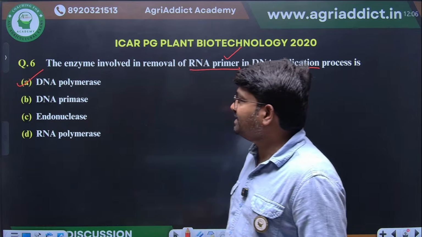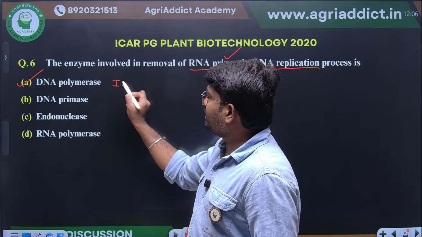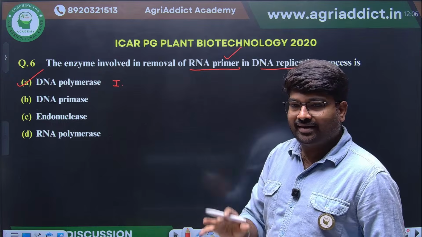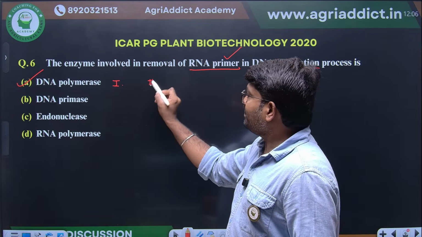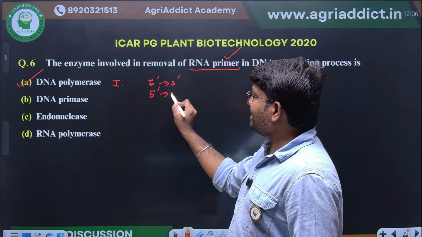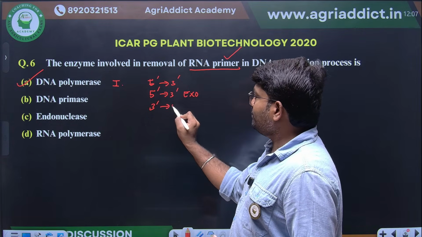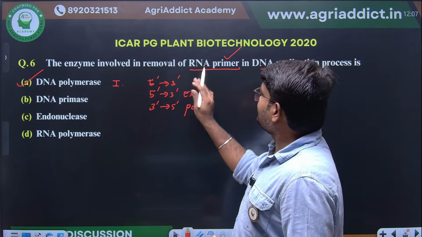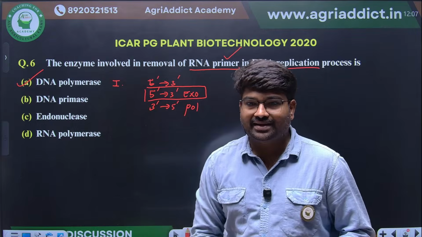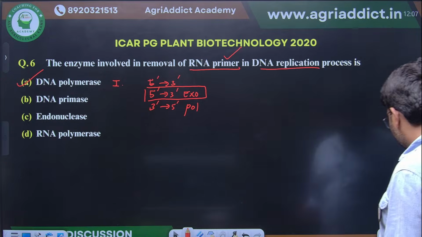We have already seen DNA polymerase 1. If you see DNA polymerase 1, it will have three different activities: 5' to 3' polymerase activity, 5' to 3' exonuclease activity, then 3' to 5' exonuclease activity. So the primers will be removed by the 5' to 3' exonuclease activity. So the right option is DNA polymerase.